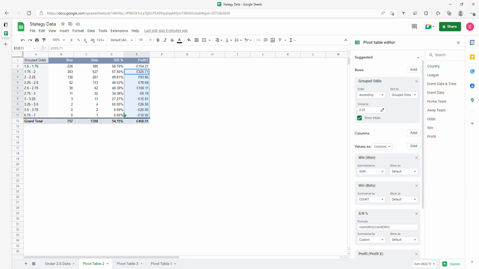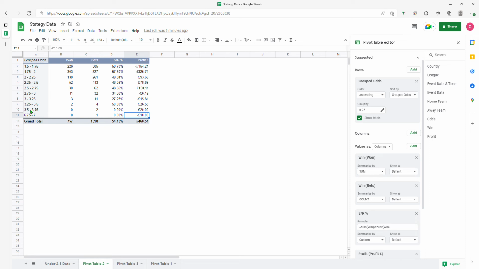Similarly, if we look at the bottom here, there's one bet between 6.75 and 7. I don't know if that's a typo. That was actually a game that had odds. I've never seen odds of over 6.75 for under 2.5 goals. Must have been two pretty boring teams, put it that way. Anyway, it lost. Maybe a typo, I'm not sure.